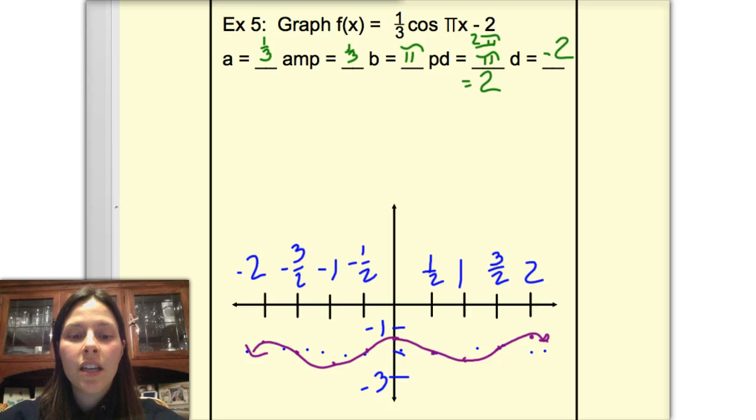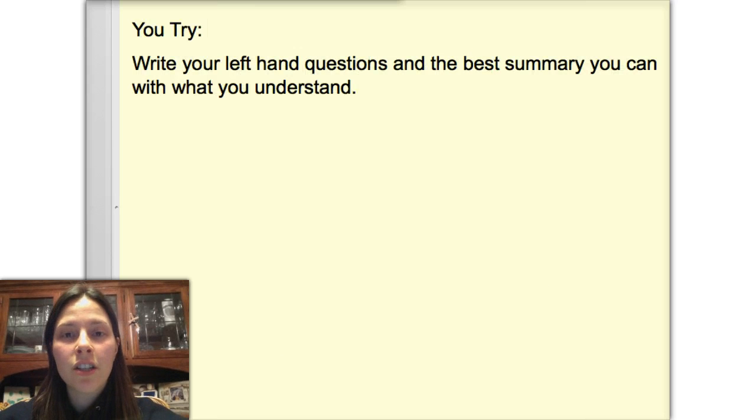For your U-Try today, I thought it would be appropriate to just write your left-hand questions in a summary, and we can take some time discussing what we do and do not understand with graphing sine, cosine, and their transformations.